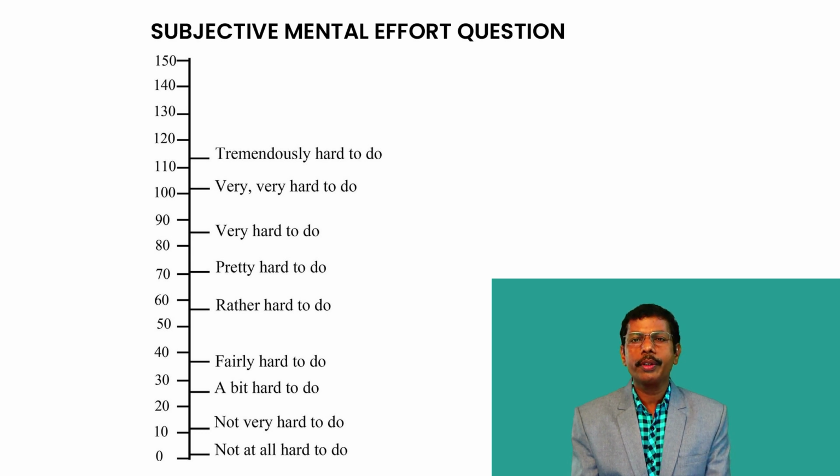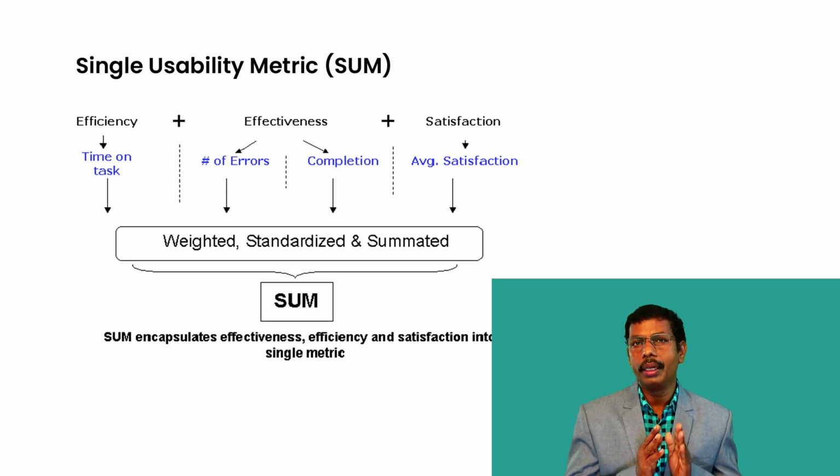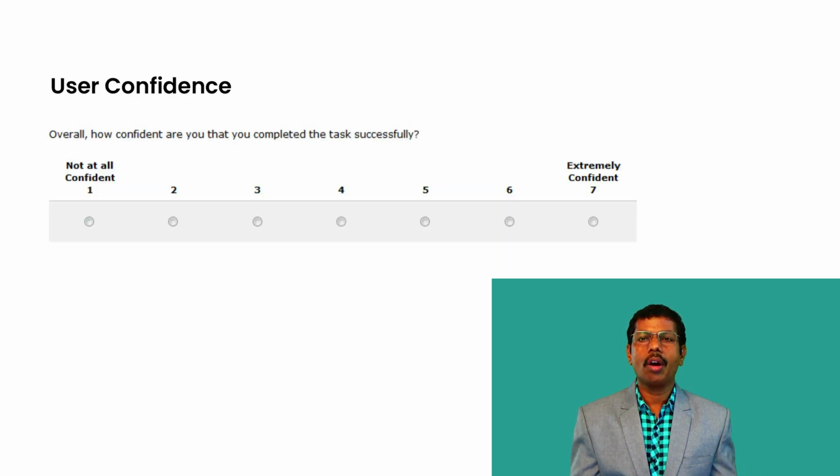The next one is the subjective mental effort question. The SMEQ allows the user to rate how mentally tricky a task was to complete. Next one, single usability metric. This measurement will enable you to take completion rates, ease, and time on task and combine them into a single metric to describe the usability and user experience of a task. The last one is confidence. Confidence is a 7-point scale that asks the user to rate how confident they were that they completed the task successfully.